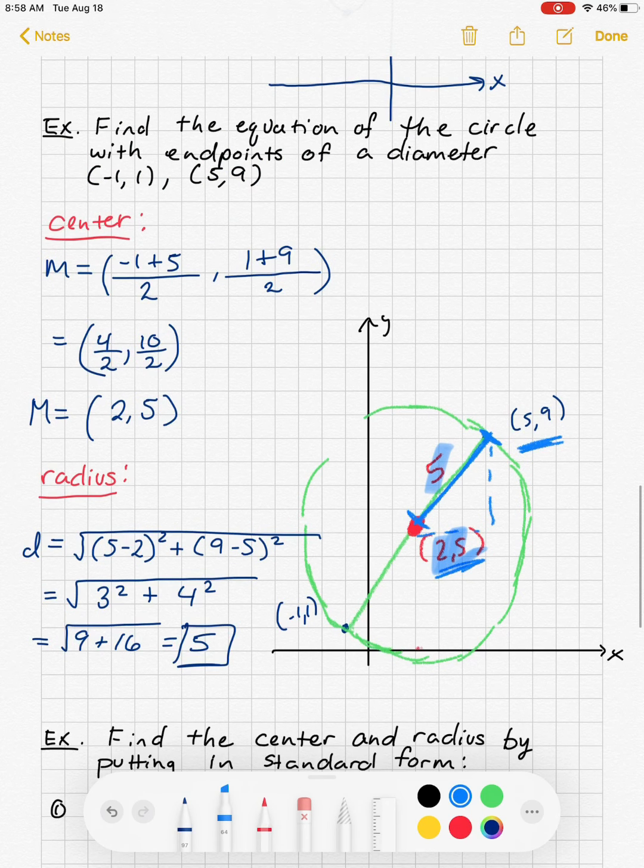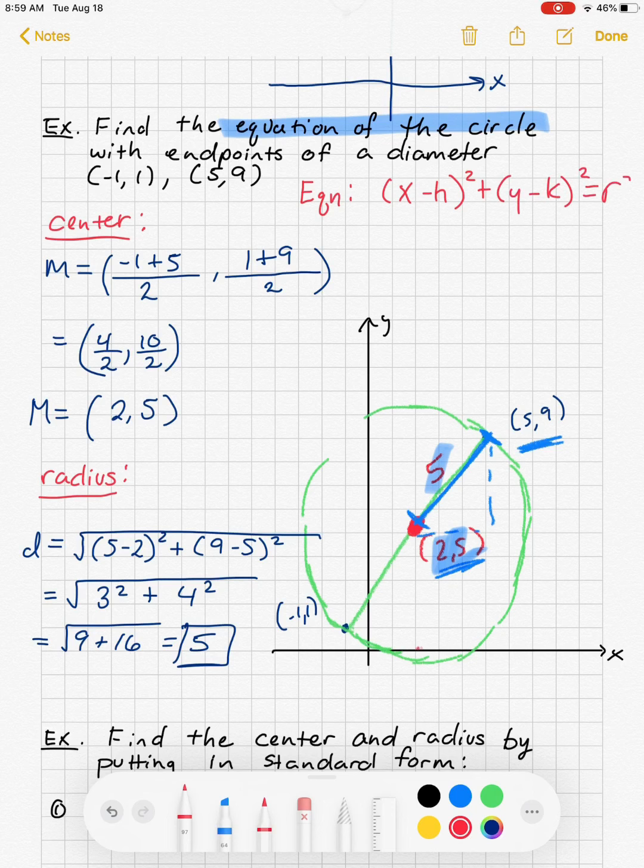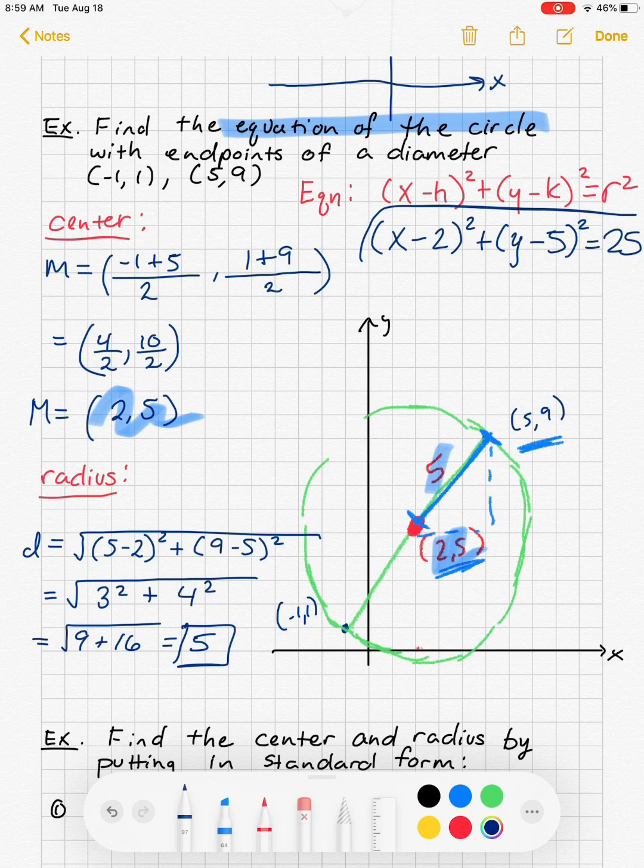Now it says find the equation, so let me go ahead and write out that equation. The standard form equation of a circle looks like this, right? I need to write that out with my information. So I'm going to have x minus my center, 2, squared, plus y minus 5 squared. The radius was 5, so 5 squared. There's my equation.